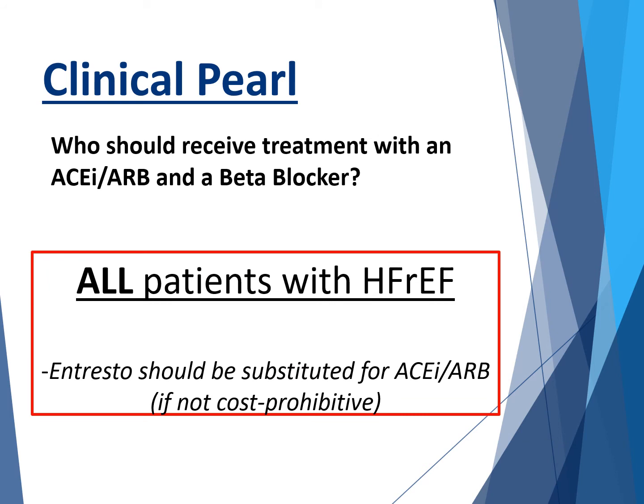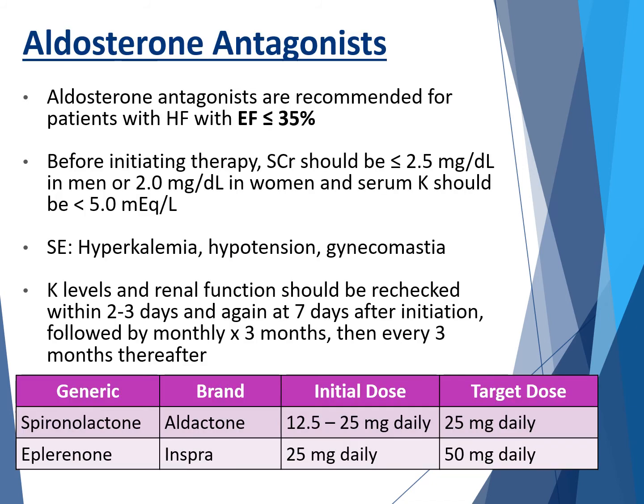So one of the biggest takeaways from everything that I've covered so far is which agents to use in which patients. And really what we should do is use either an ACE inhibitor or an ARB in combination with a beta blocker in all patients with reduced ejection fraction heart failure. And then it's important to mention that Entresto can be substituted for an ACE inhibitor or an ARB. Now we'll jump into some of our more specialized agents.